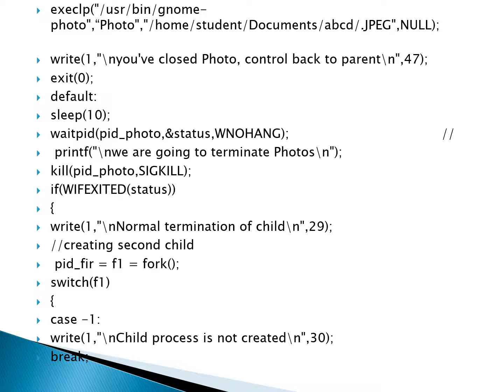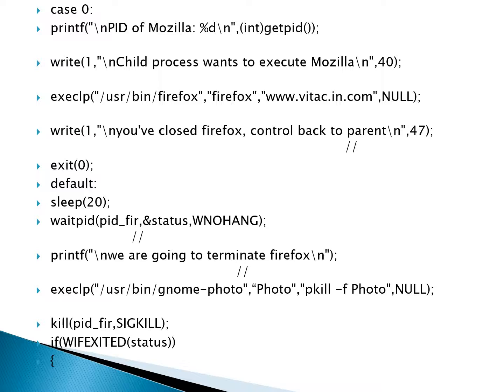Now what we have done is in case 1, the second child is not created. Go to the second case where we have given the path ID of Mozilla Firefox. The second child is going to be Mozilla Firefox in our case. It's just the application, and if you want to open a particular website in Mozilla Firefox, you can also give the website. Over here we've used vitac.in.com, which is the official website of VIT Institute of Technology.